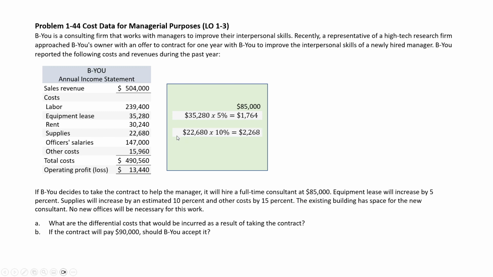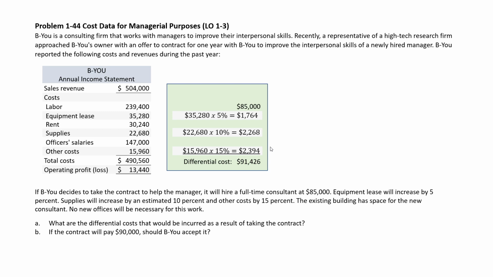Obviously, with this new consultant, they're going to need additional supplies, an additional 10%. So take our supply cost of 22,680, multiply it by 10%, and again, additional supply cost of 2,268. The only additional cost that's increasing is other. So again, take our initial cost of 15,960, multiply it times the 15% increase, and that gives us an additional other cost of 2,394.